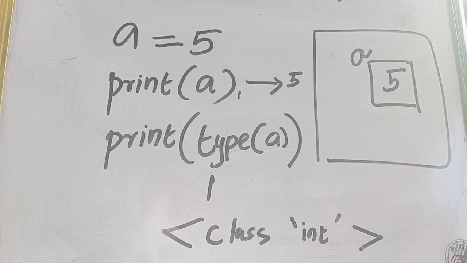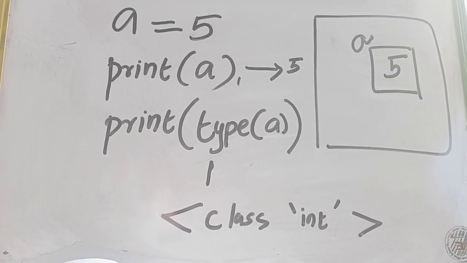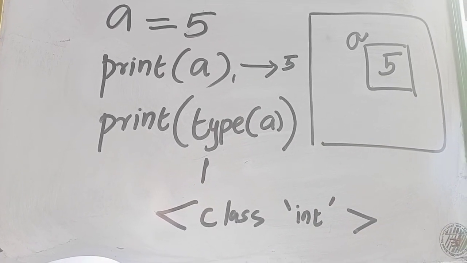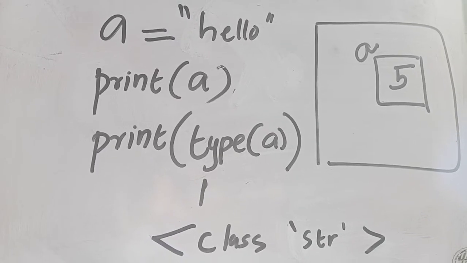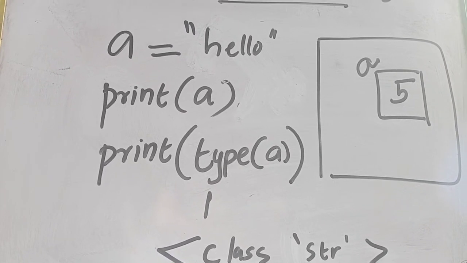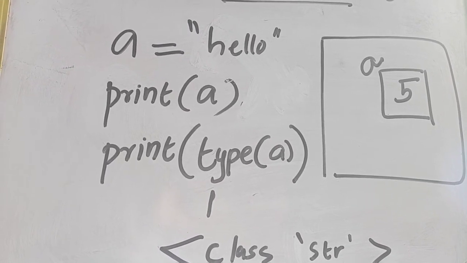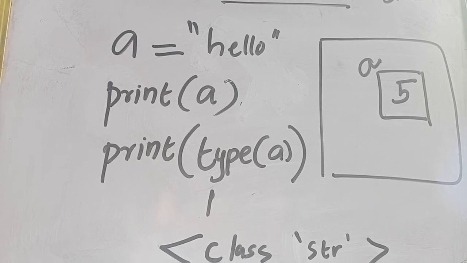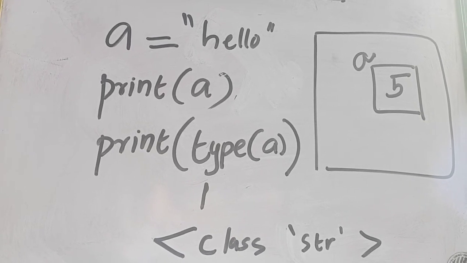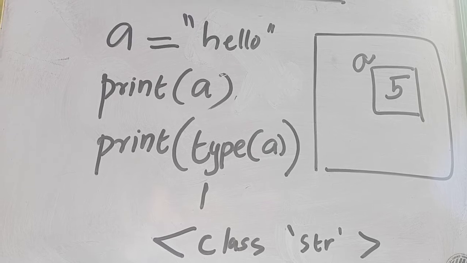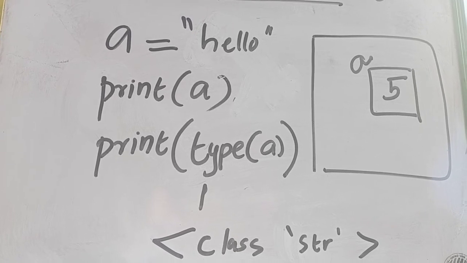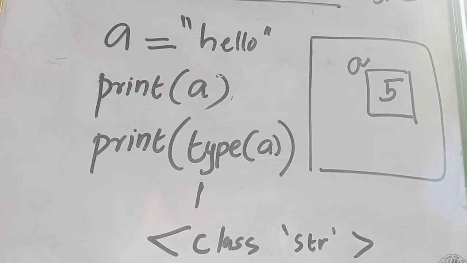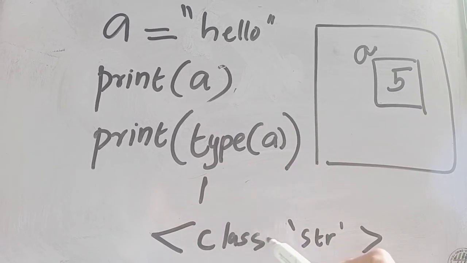Suppose a takes the string value. Let me give you a small example here, wait. Here is a small example. A takes the string value, right? Print of a means what will happen? Print of a means hello will be printed. Print of type of a means it will print the type of the particular variable. That is, it is a string type, right? So it will be printing angle bracket class str.